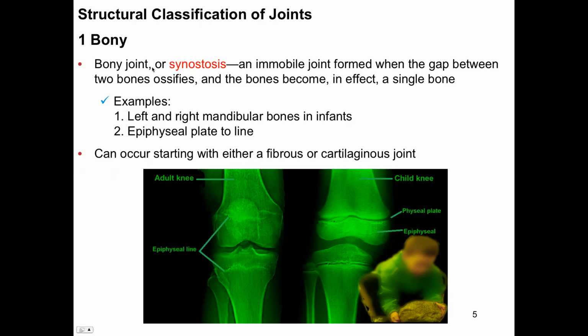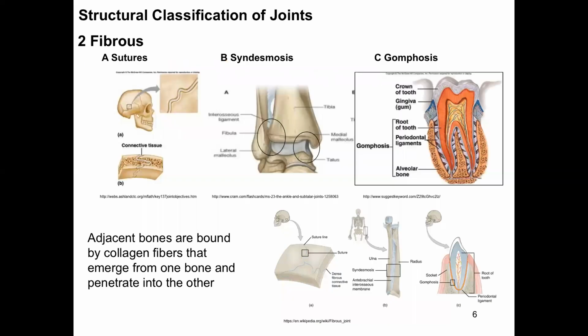And now these bones, these bony joints, they can start off as either a fibrous or a cartilaginous joint, right? So you know that this is a cartilaginous joint to start off, right? And then it becomes ossified and it becomes a bony joint, all right? Now the fibrous joints, so remember there are different types, okay? So here the adjacent bones are bound by collagen fibers, all right, that are gonna emerge from one bone and penetrate into the next. And we have the 3 different types: sutures, syndesmosis, and gomphosis, all right? And I'm gonna have a different slide for each one.